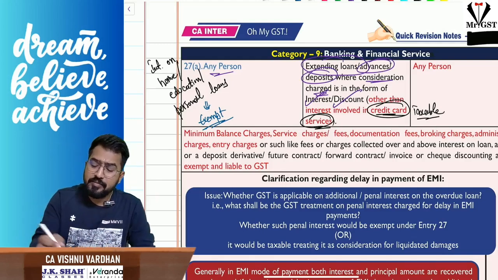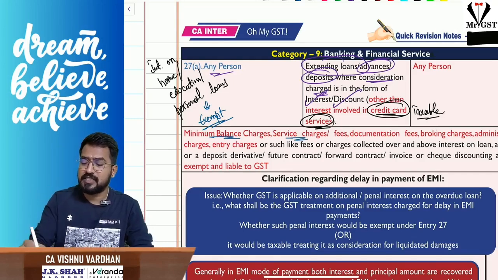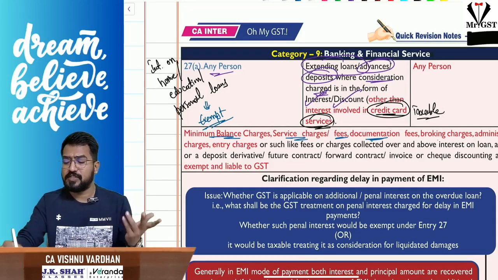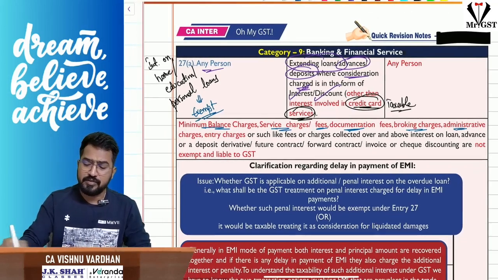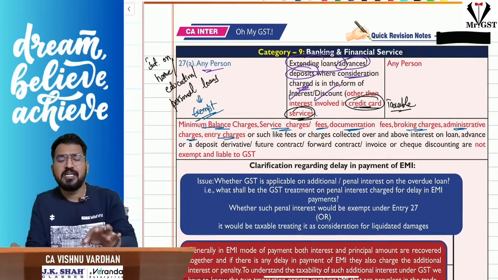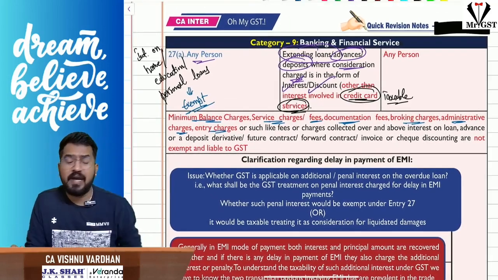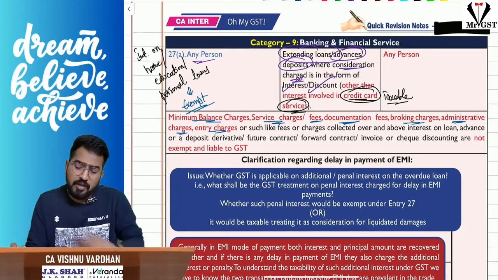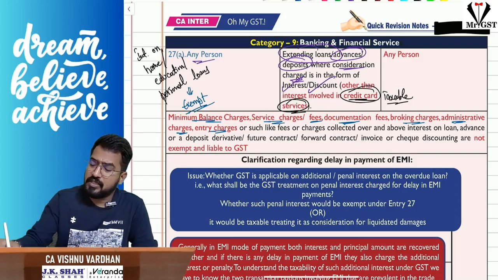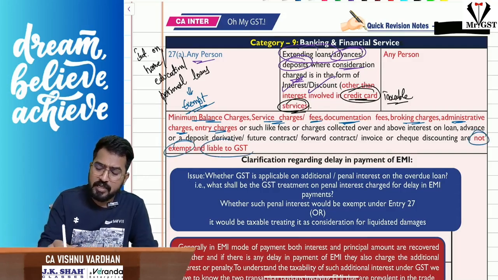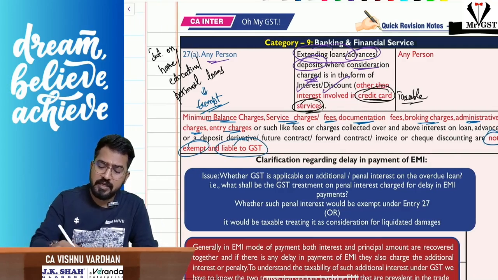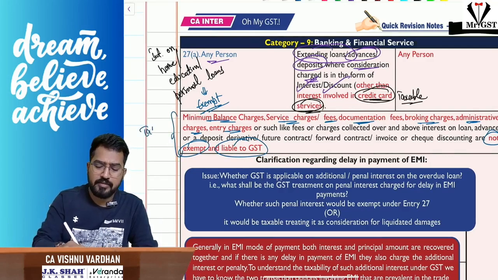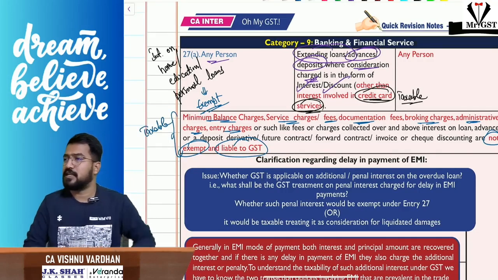But sir, something else like minimum balance charges, service charges, fees or documentation fees, broking charges or administrative charges, entry charges, whatever such charges are charged by these banks, financial institutions, or anybody for that matter, will be taxable. They are not exempt, liable to GST. Please understand that they are taxable.